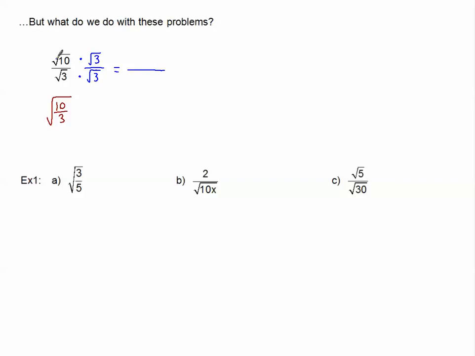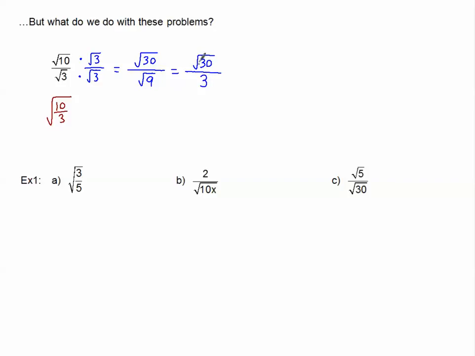When I multiply fractions, of course, I multiply straight across. The numerators multiply, the denominators multiply. The square root of 10 times the square root of 3 becomes the square root of 30. The square root of 3 times the square root of 3 becomes the square root of 9. Okay, great. We still have a radical in the denominator, but look what it is. It's a perfect square. The square root of 30, of course, is in the numerator. Nothing's changing that. But the square root of 9 becomes 3. And now we don't have any radicals in the denominator. The square root of 3 times the square root of 3 turns into 3.